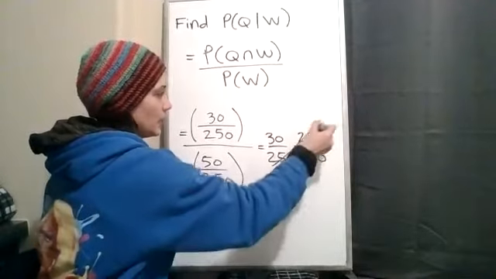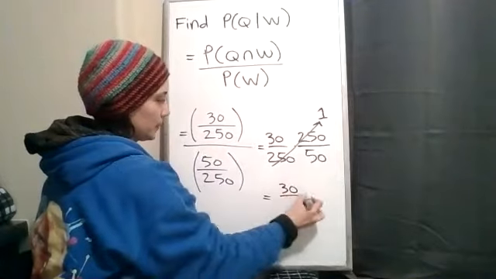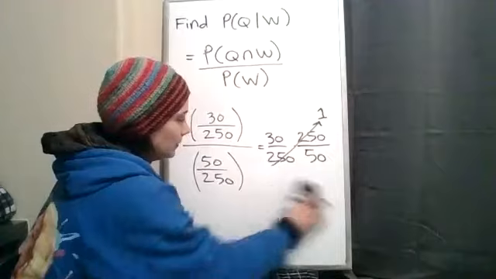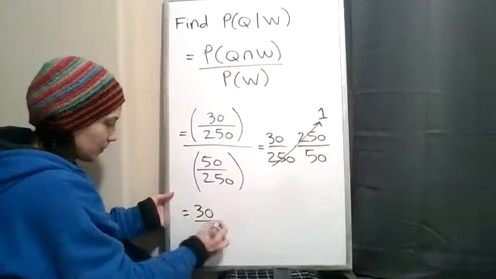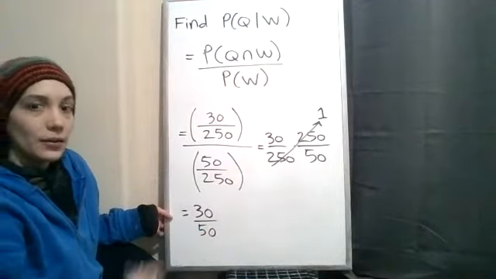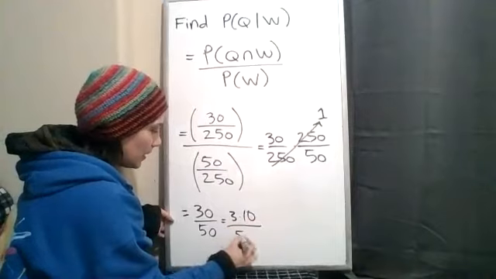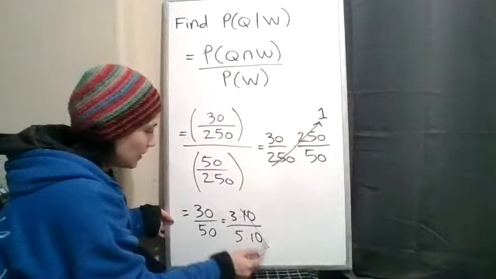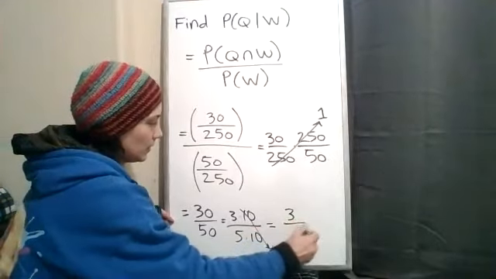So this over this is 1. Actually, I'm going to go over here. 30 is 3 times 10, 50 is 5 times 10. And then we have 10 over 10 is 1, and 3/5 is left.